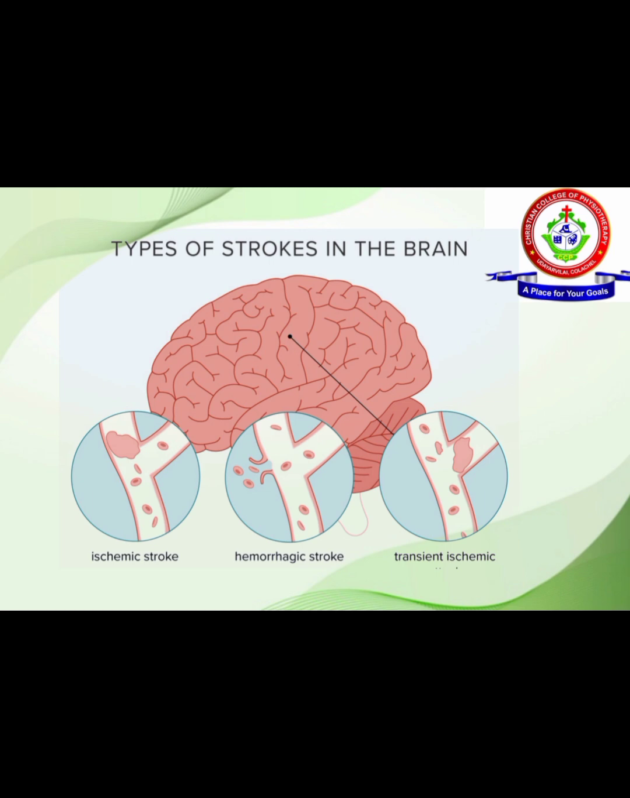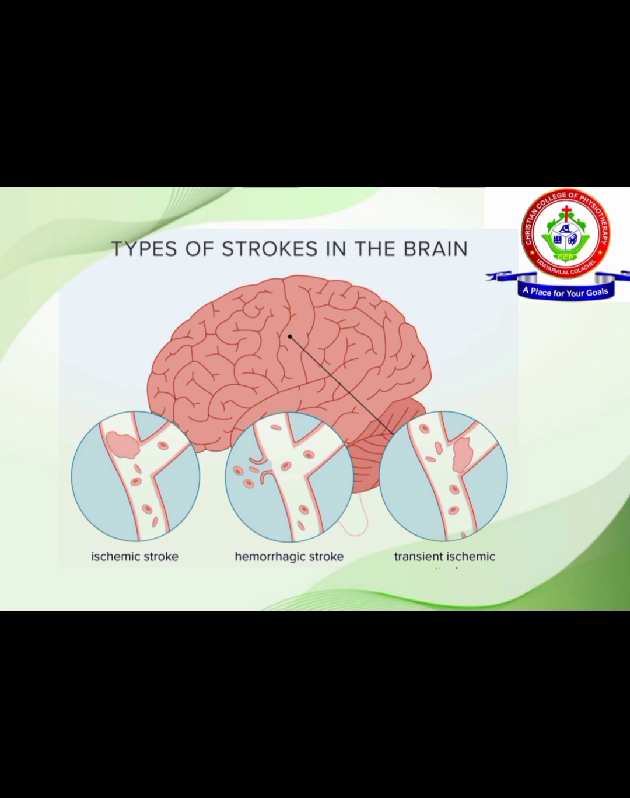First one is ischemic stroke. It is the most common type, and it occurs when a blood clot blocks or narrows an artery leading to the brain, reducing blood flow and oxygen to the brain tissue. Second one is hemorrhagic stroke. It occurs when a blood vessel in the brain ruptures, causing bleeding in or around the brain. It can increase pressure within the skull and damage the brain cells.